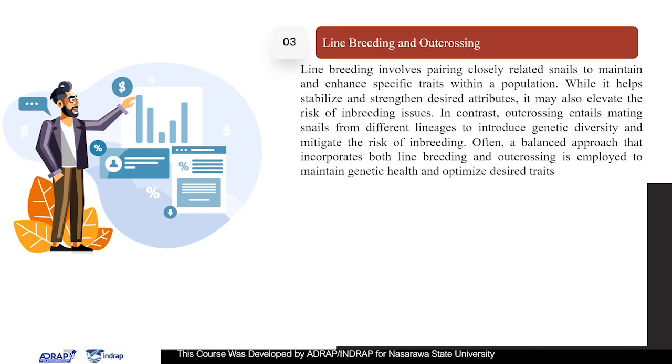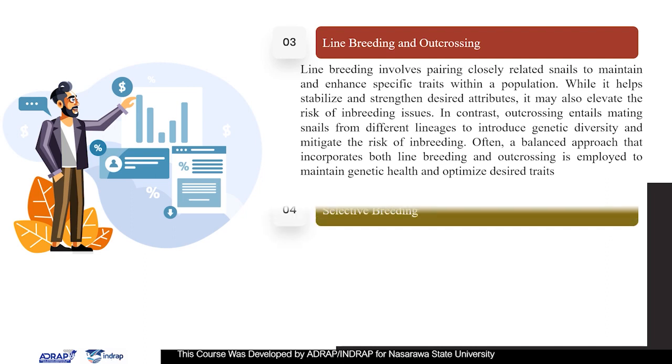Line breeding and outcrossing. Line breeding involves pairing closely related snails to maintain and enhance specific traits within a population. While it helps stabilize and strengthen desired attributes, it may also elevate the risk of inbreeding issues. In contrast, outcrossing entails mating snails from different lineages to introduce genetic diversity and mitigate the risk of inbreeding. Often, a balanced approach that incorporates both line breeding and outcrossing is employed to maintain genetic health and optimize desired traits.